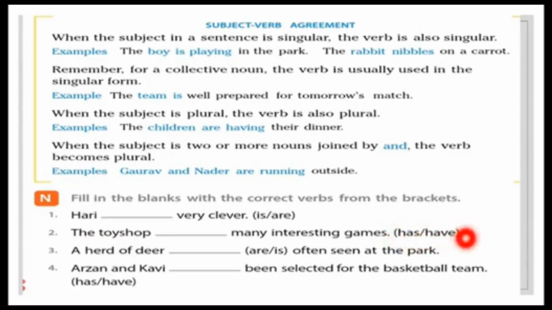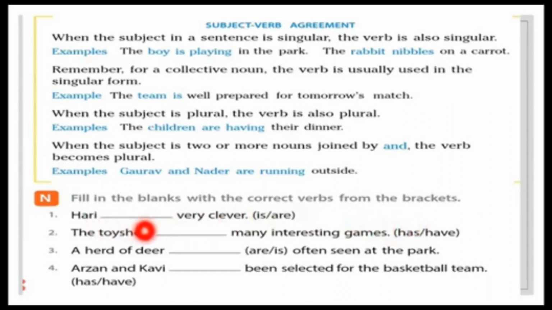Remember children, when you use the word I, we have to use the word have, because I is always having some special rules, not like others. So, here in this one, toy shop is a singular one and we have to use the word has.